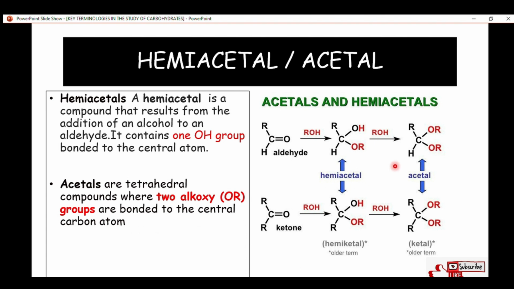In order to differentiate a hemiacetal from an acetal group, for the hemiacetal we have one hydroxy group and one alkoxy group. But for an acetal we have two alkoxy groups with no hydroxy group. So that's the difference between a hemiacetal and an acetal bond. All right.